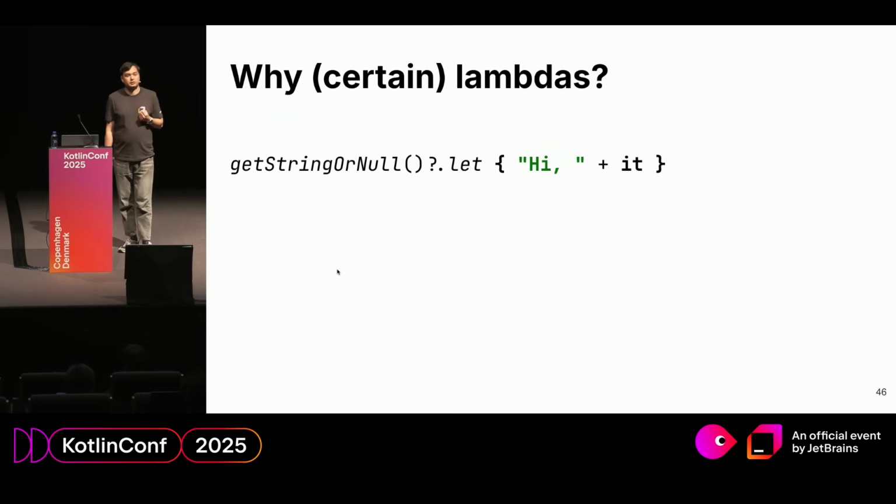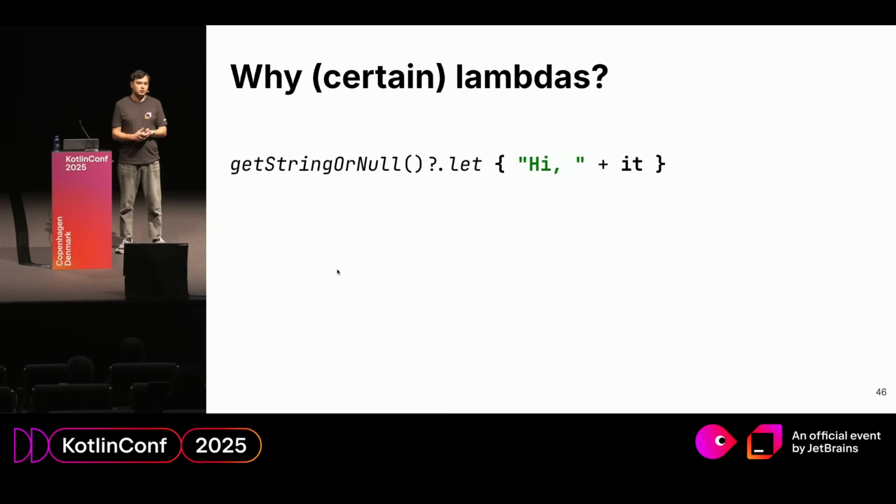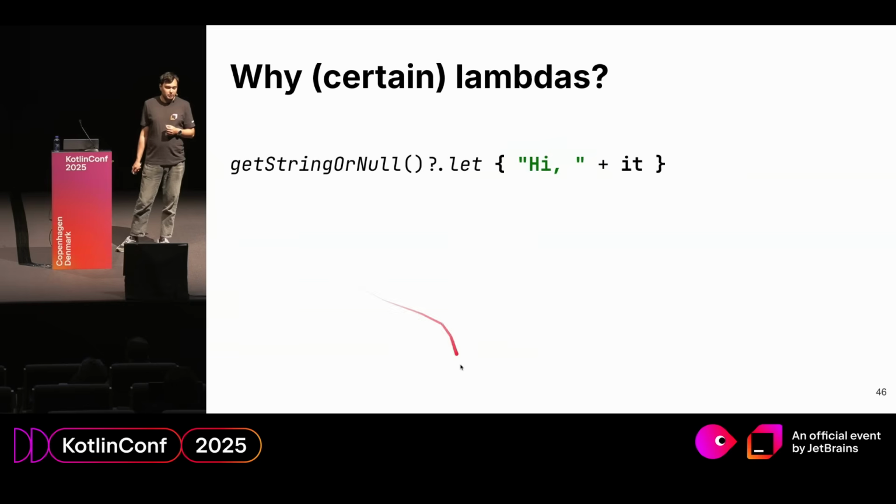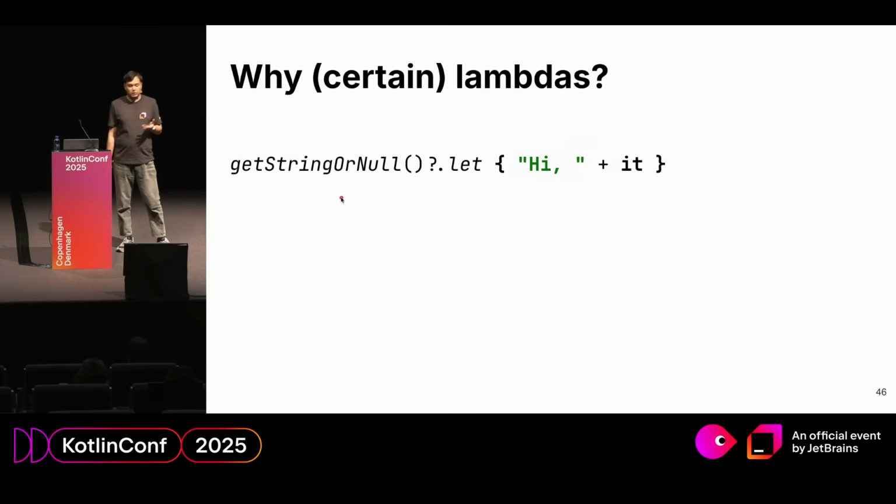So let's take a look at Kotlin.let. We have some function, let's just call it getStringOrNull, which returns a nullable string. And then we use a safe call let on it to return hi plus it, the string, whatever. So obviously we do not want to lose the result of the computation, the hi string. This whole expression has a type of nullable string, and we can warn a user if this let is not used, like, hey, you forgot your string.